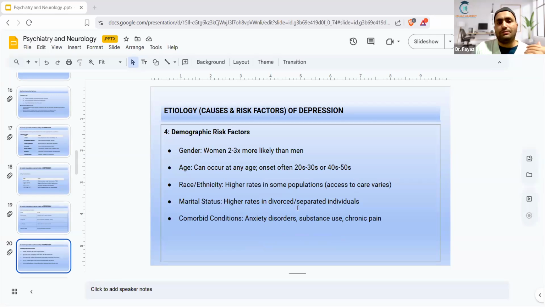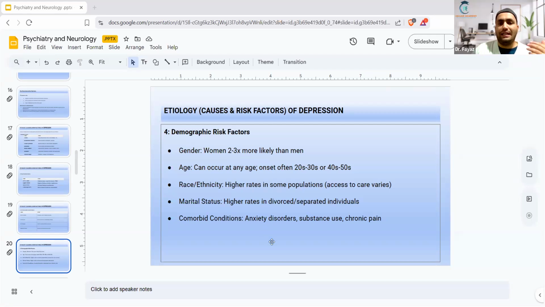Sometimes we don't really have any other risk factors. The only risk factor is that someone is a female or woman. Women are more likely to develop depression. Men are more likely to commit suicide, but women have higher incidence of depression. Age can be a risk factor, but it's not very specific. Depression can occur at any age. Usually people experience it in their adolescence, in their 20s, 30s, or even older age.